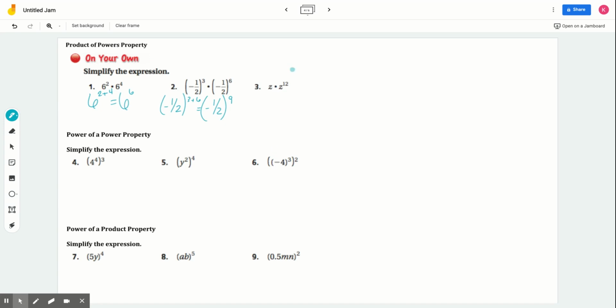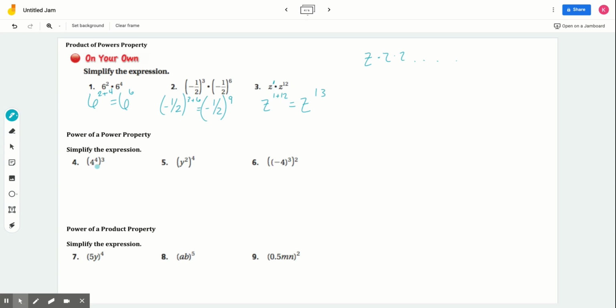On number 3, this one's a little tricky. We have z times z to the 12th. Well, we see here that the first z does not have an exponent. When there is no exponent given, it's understood to be a 1. So z to the 1st times z to the 12th, we can add those exponents to get z to the 13th power. And we can kind of see this as z times 12 more z's, and we could then have 13 z's if we showed our repeated multiplication.